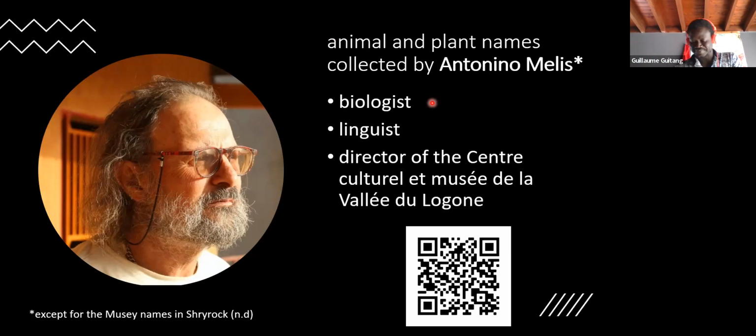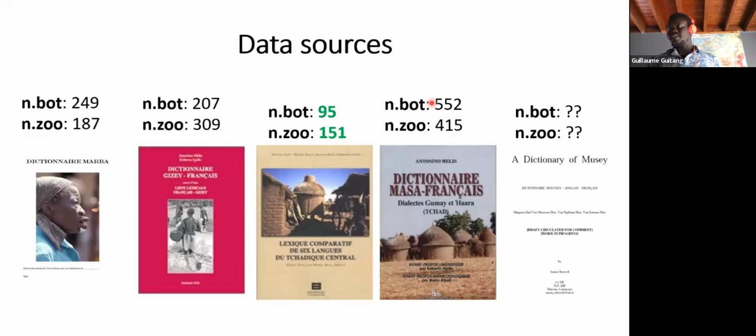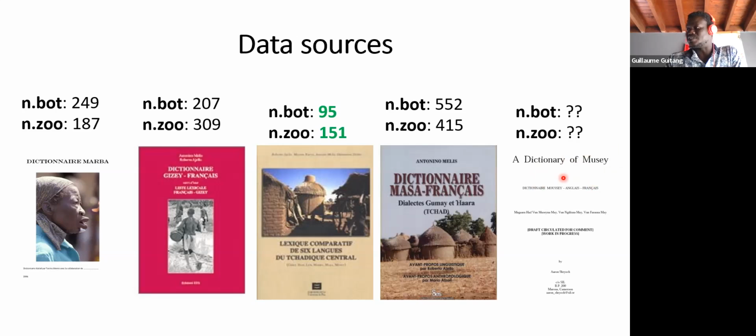Okay. Now, this is just to give you a general idea of the number of entries that are tagged as botanical or zoological vocabulary in the various sources. You probably have fewer than what is indicated there, apart from the comparative lexicon, for which I'm sure about the exact figures because I counted them manually. For the other ones, they need to be cleaned. So this is just an indication of the amount of botanical and zoological information that you find in these sources. I was not able to retrieve the information from the dictionary of Musey because it is not structured in exactly the same way as the others.